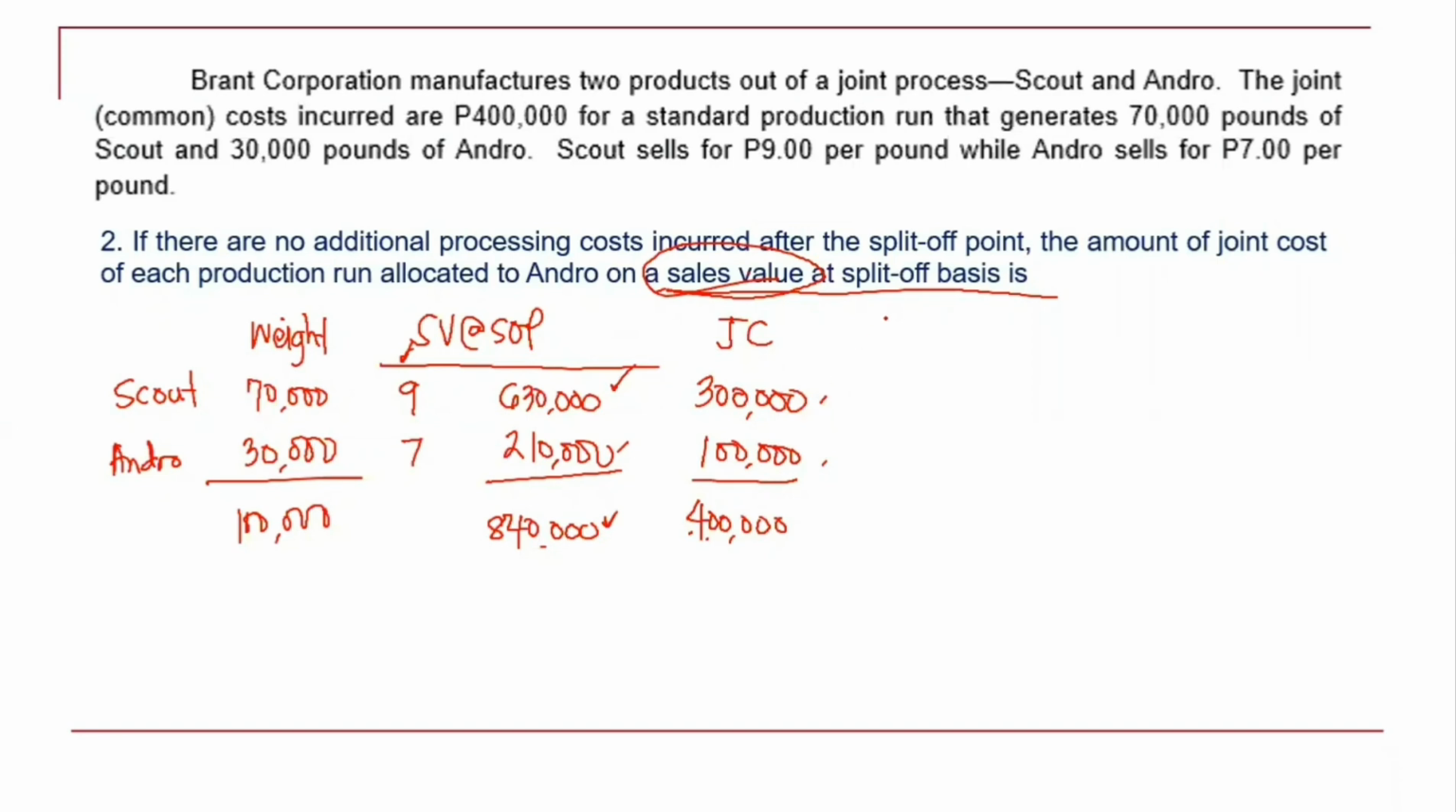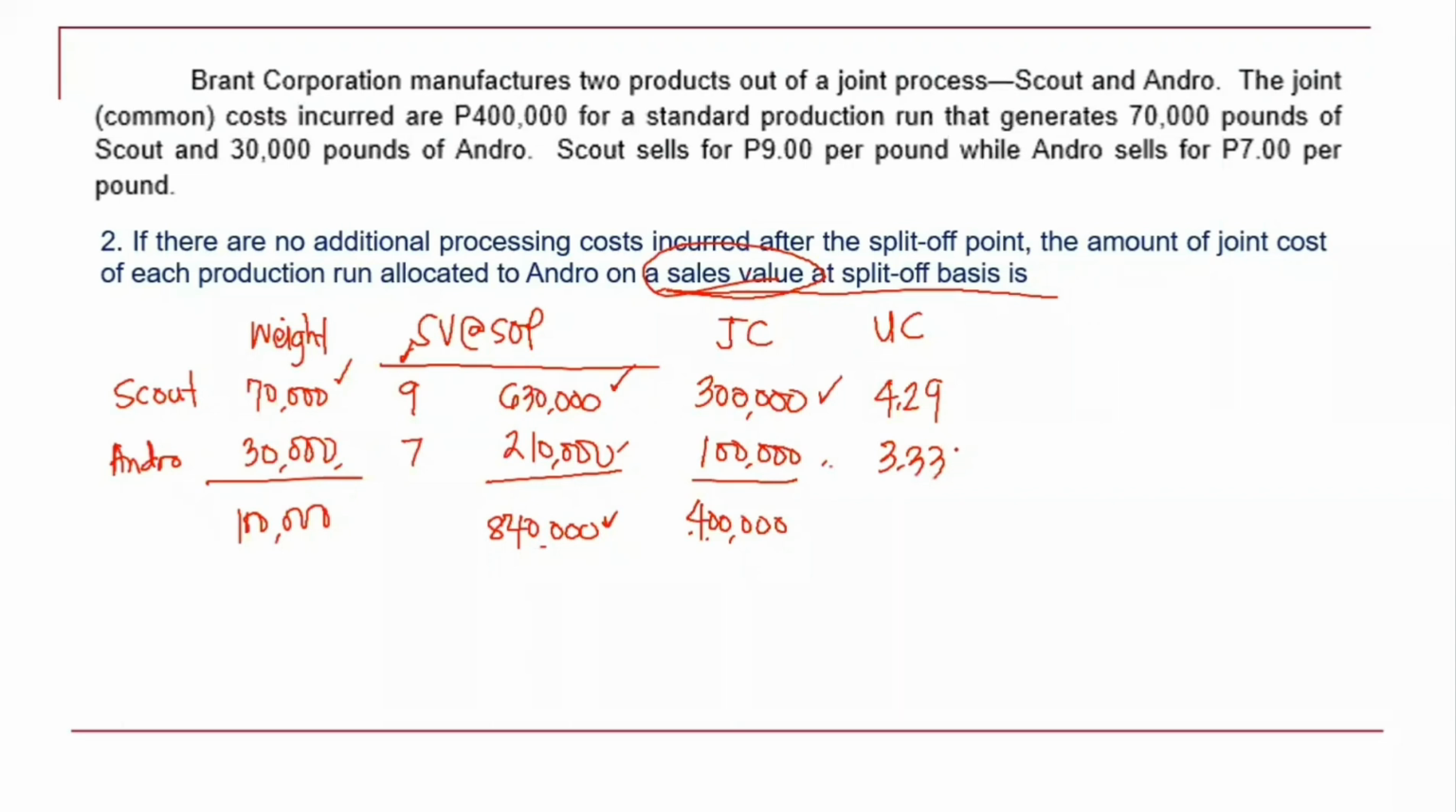Okay. Baka itanong lang uli, magkano unit cost natin? So that would be 300,000 over 70,000. So the answer is 4.29. Yan ang unit cost natin. Magkano unit cost ni Andro? 100,000 over 30,000. So that would be 3.33. So yun yung ating unit cost for Andro.